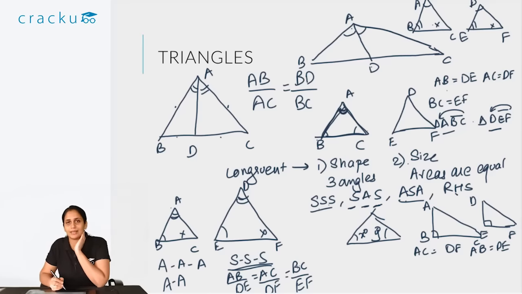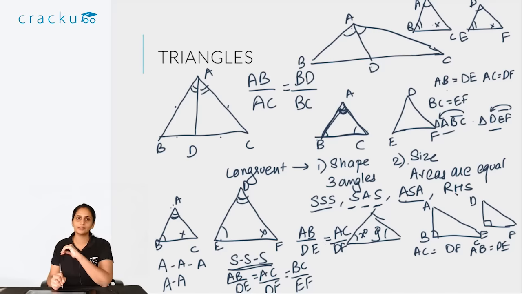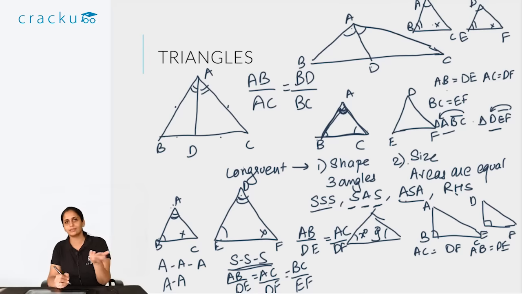Similarly, you can have an SAS test also, where two sides are in proportion. So say AB by DE is equal to AC by DF, and you know that angle A is equal to angle D. By using just this check also, you can say that the two triangles are similar to each other. And the fourth property is basically the same as ASA, which is that if two angles are equal to each other and the included side is in the same proportion, then you can say that these two triangles are similar. If two angles are equal, you can just say that by the AA property they are similar triangles.